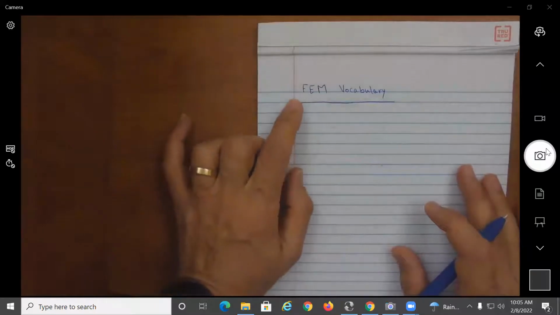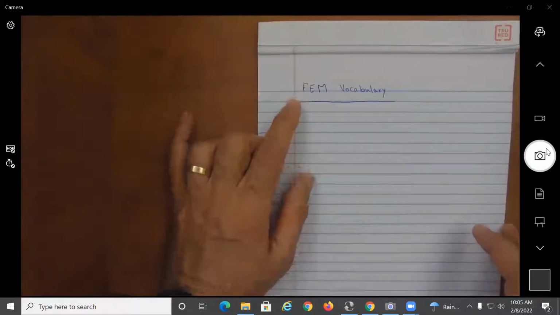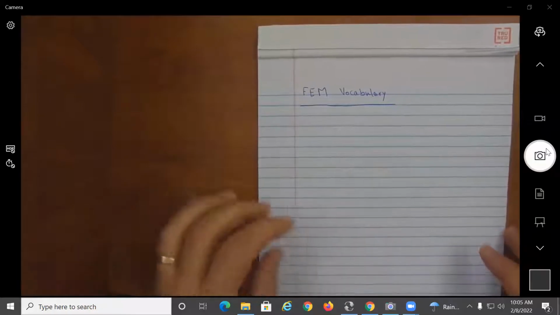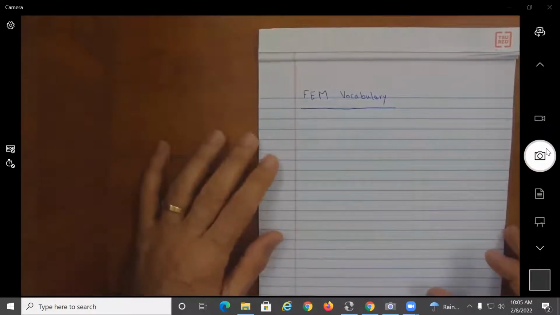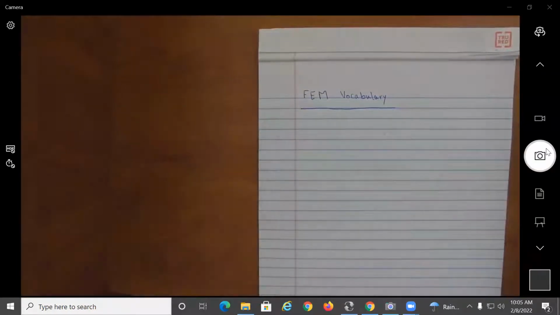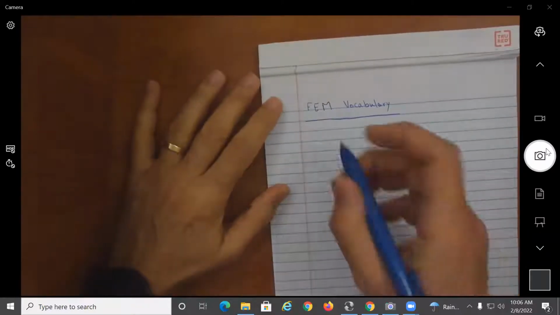So the first one here is FEM. FEM stands for finite element method. As soon as I mention the finite element method, what comes to mind? There are elements, and it's a numerical method. We look at a continuous system that is difficult to solve analytically. So we divide and conquer. So we divide it into elements.